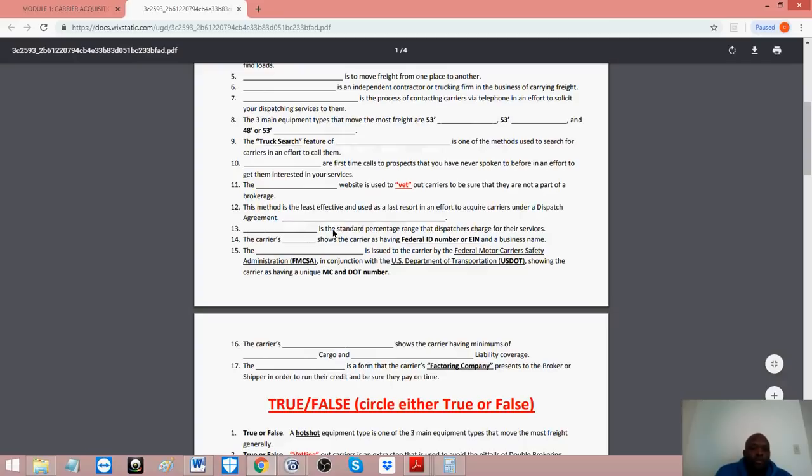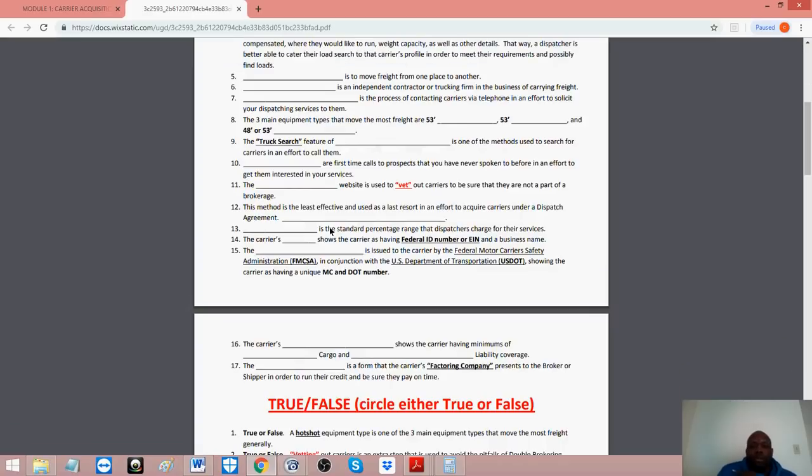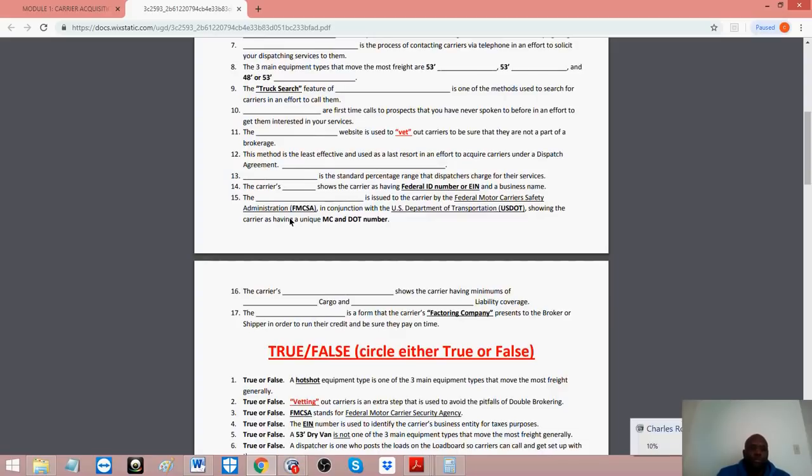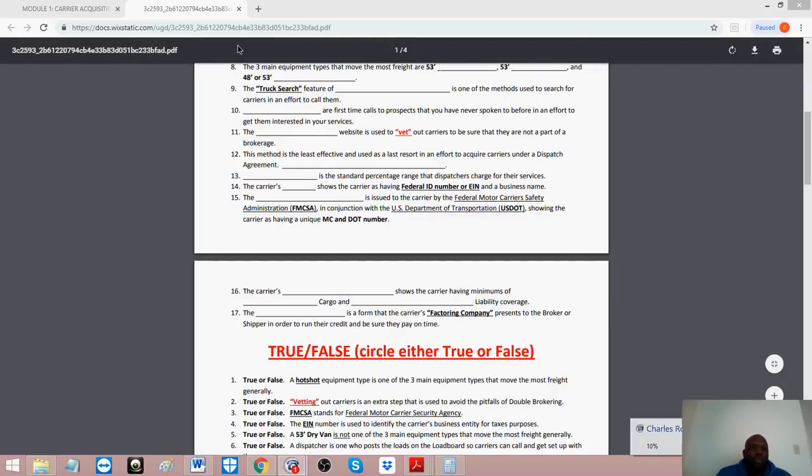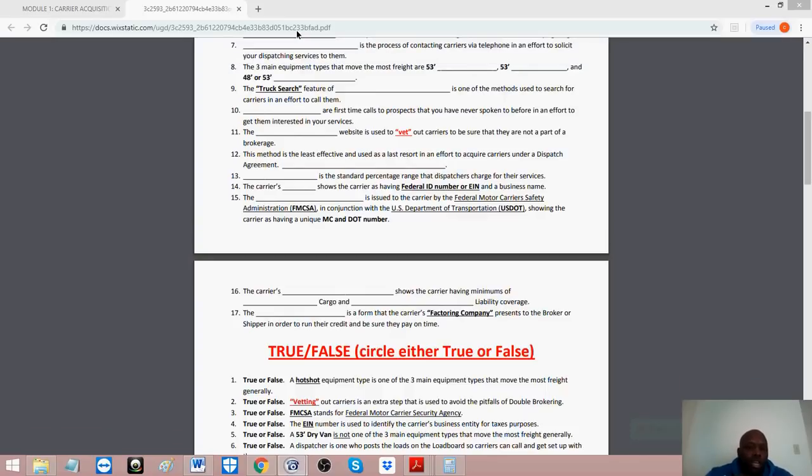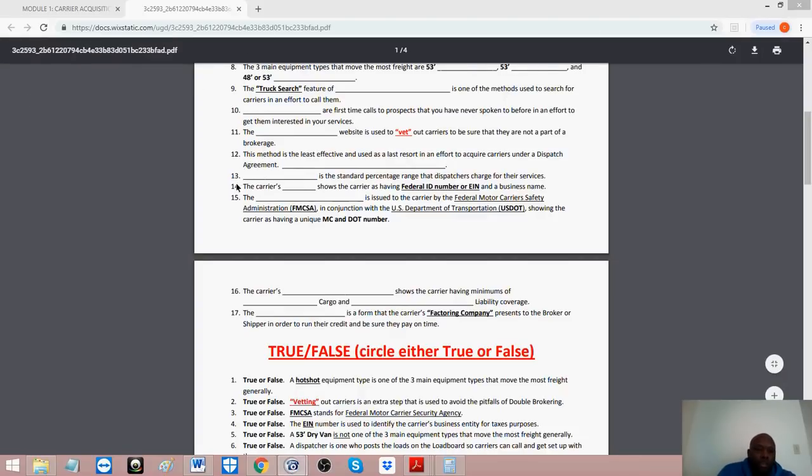Number 13, blank. Okay, you may not know this one either. It's a percentage range that dispatchers charge for their services. So blank is the standard percentage range that dispatchers charge. It's between what and what? Okay, somebody said 10%. Okay, 7 and 10%. Now I've noticed across the board, Keenan, it's 5, sometimes 5 to 10%. That's what I'm looking for. But you're within that range, so that's fine. So Denise said 5. So yeah, between 5 and 10% is the range.